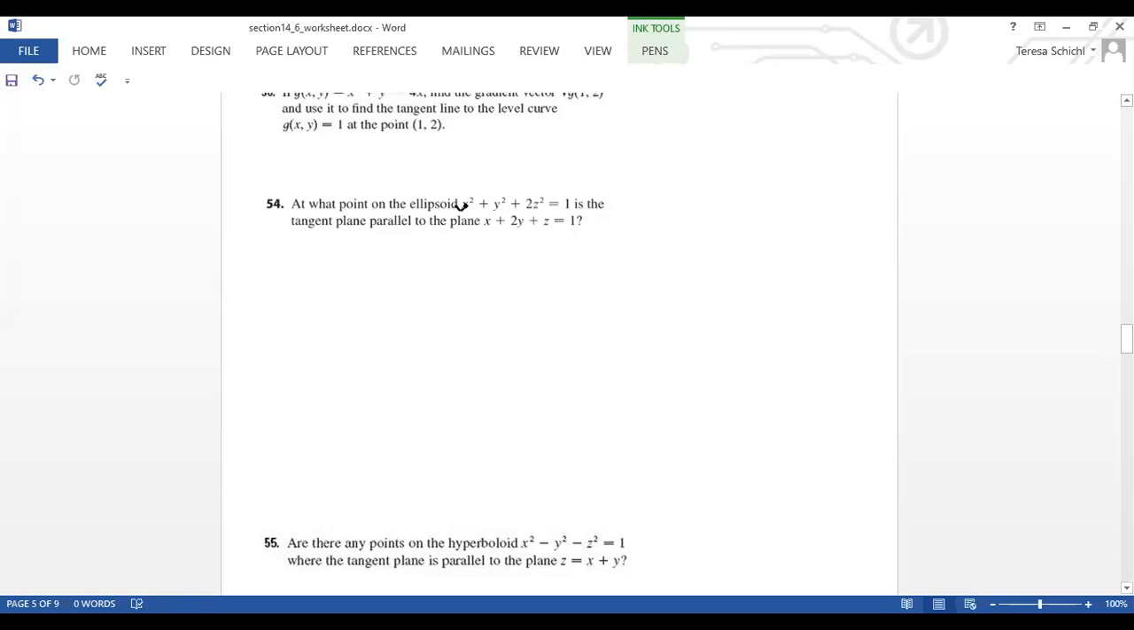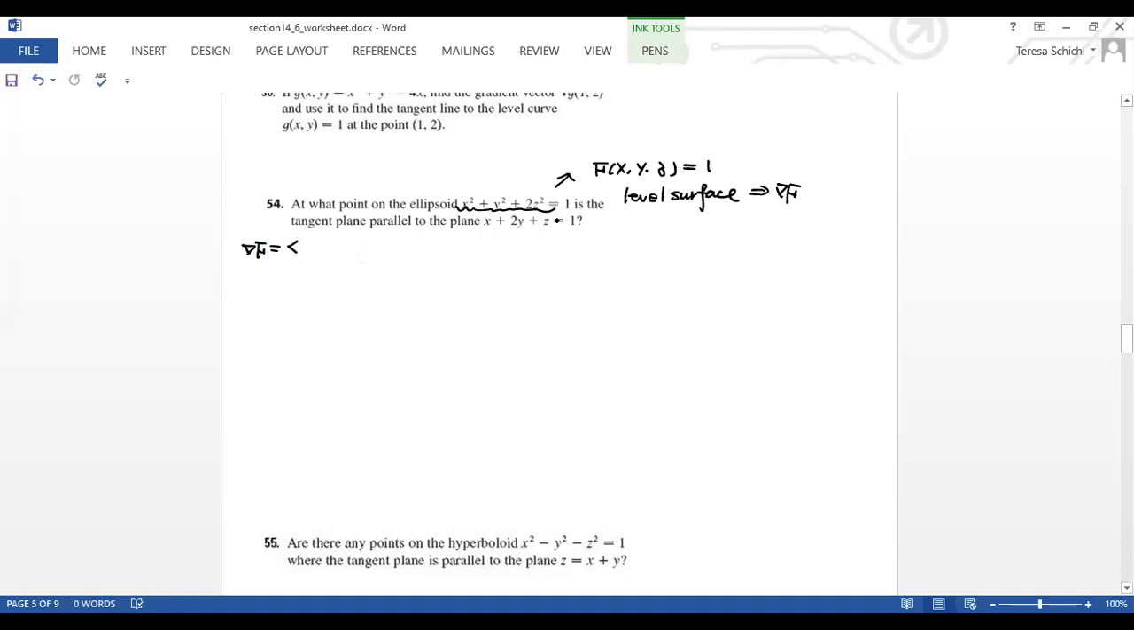Okay, so remember that we said this is a function of x, y, z equal to 1. So what do we call this? We call this the level surface, right? So the level surface for the ellipsoid here. Because this is a level surface, the gradient vector del F will be the normal vector to this surface, right?